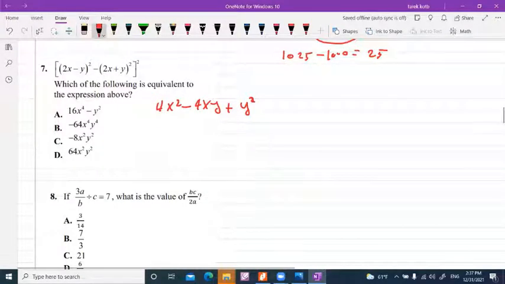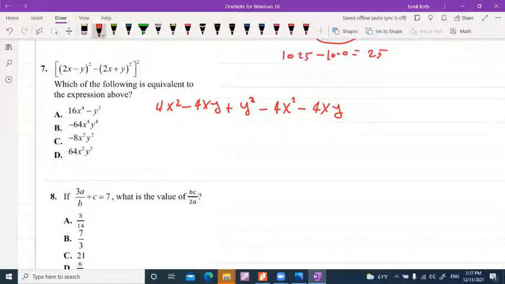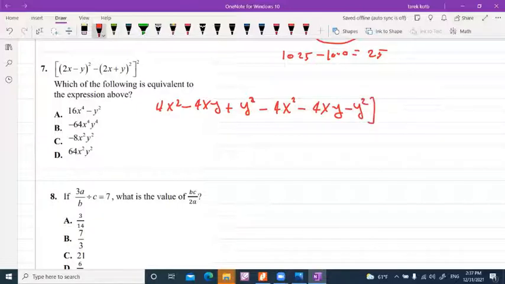This will be 4x squared times negative, so negative 4x squared. And this times 2, it will be 4xy times 2 times negative, meaning negative 4xy. And also this will be y squared times negative, meaning negative y squared. Don't forget that all this is squared. Simplify. I think this cancels this, and negative 4xy and negative 4xy means negative 8xy, and the y squared cancels the y squared. That's all squared. If you square this, it will be 64x squared y squared.